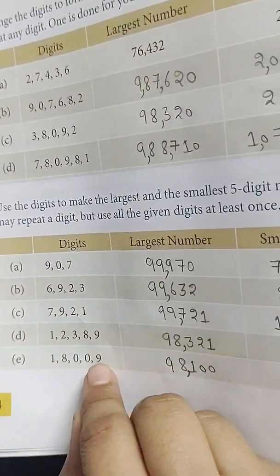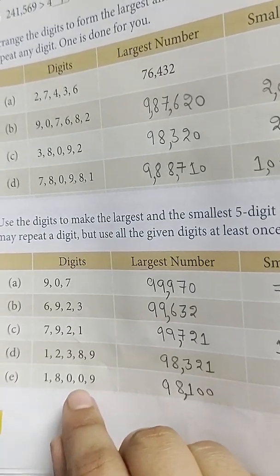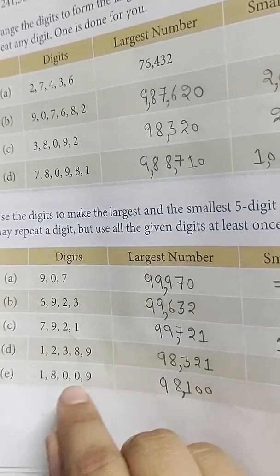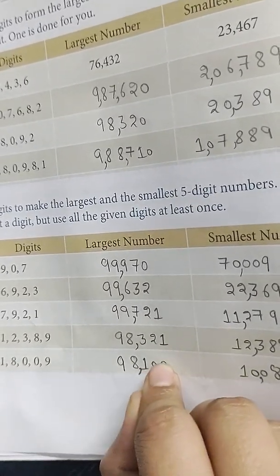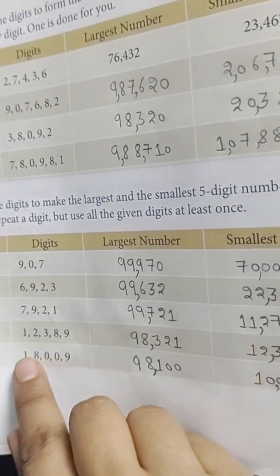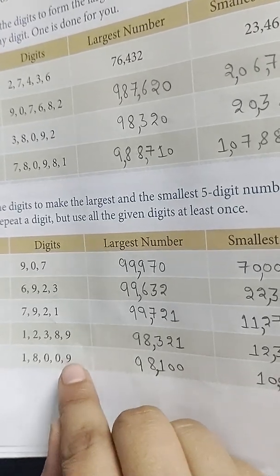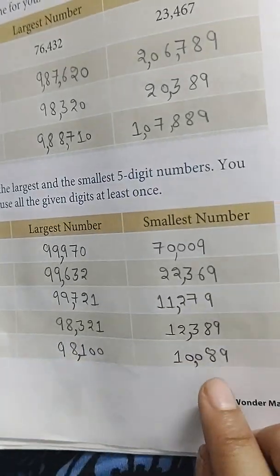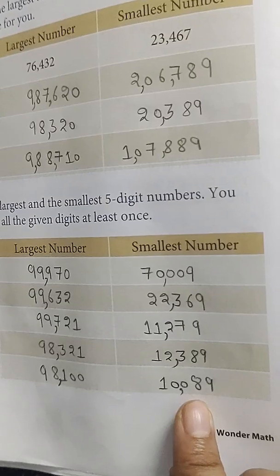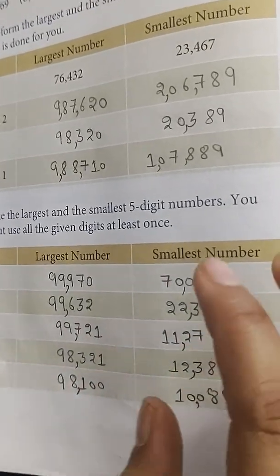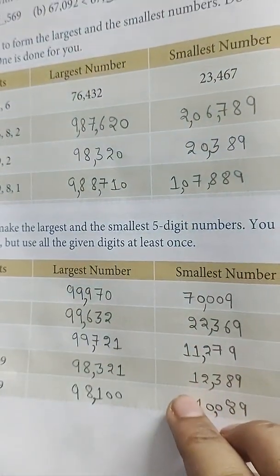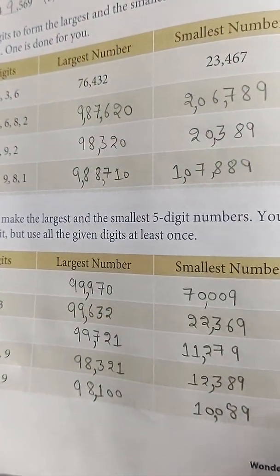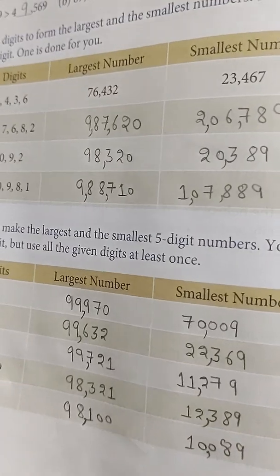Here also you have been given 5 digits, so no need to repeat. Already 2 zeros are given, so 981 and 2 zeros you can write. You will not write these 2 zeros first. Firstly you will write 1 and then 2 zeros, then 8 and then 9 for making the smallest number. Please take care that you cannot write 0 in front. If you write 0 in front, it will not have any value, and the place value of that number will also decrease.